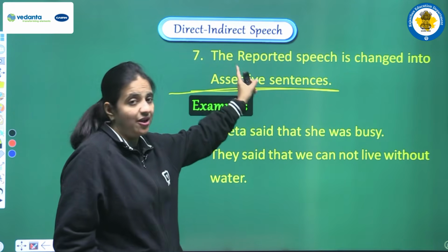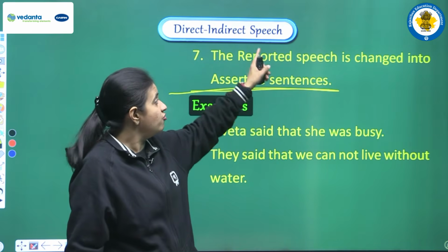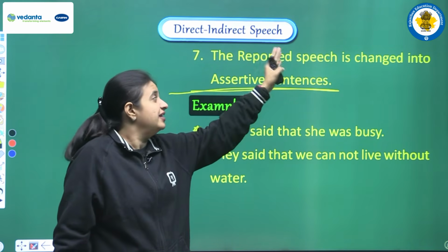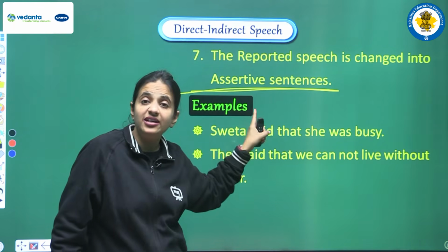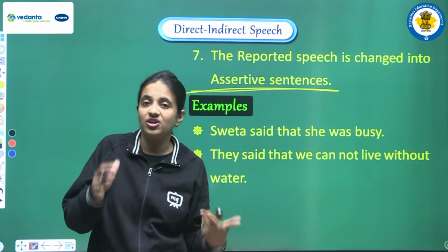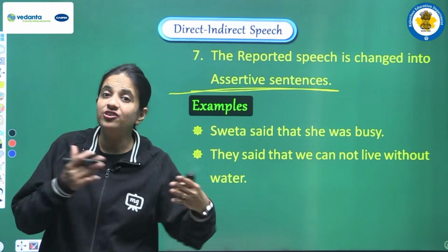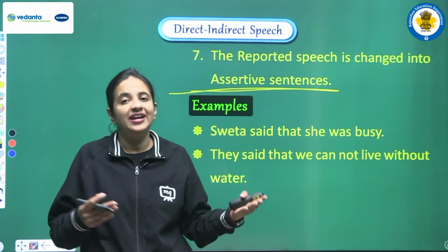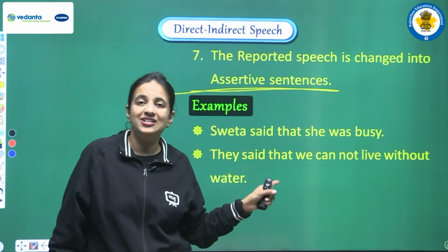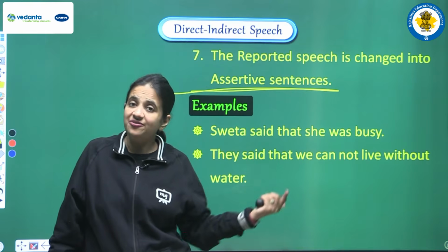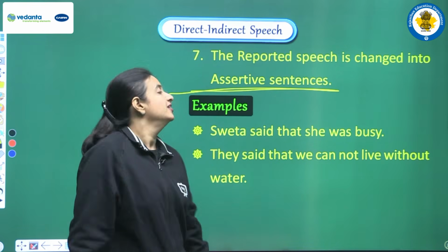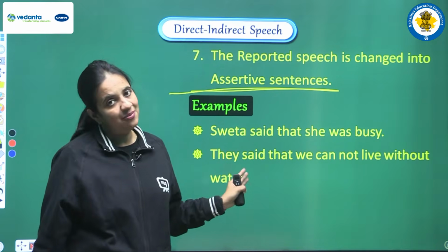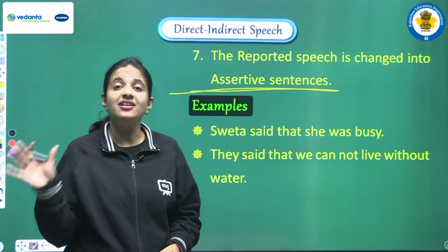So when we are having indirect speech, whatever is there in the reported speech will be changed into assertive sentence, and this is the reason the question mark will change into what? It will change into a full stop. Okay, and yes, this point also we will discuss in a very detailed manner in further videos. Okay, so now we are having some examples that are related with indirect speech.